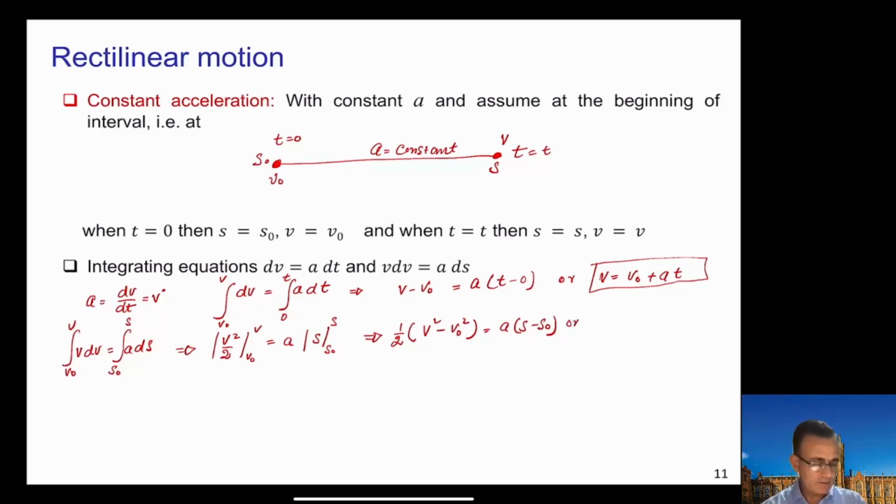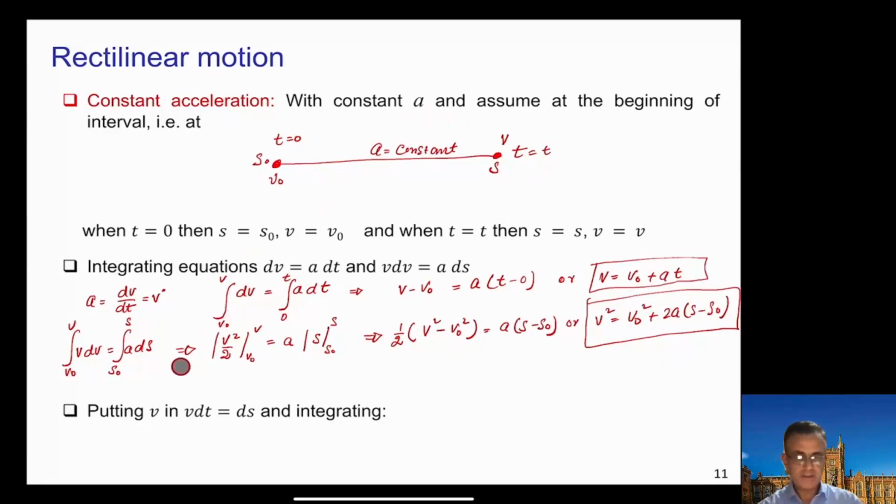Again, you can simplify this equation: v square is equal to v naught square plus 2a times s minus s naught. So again, this is another equation that we derived from here. The first equation was the final velocity is equal to the initial velocity plus a times t. The second equation is the final velocity square is equal to the initial velocity square plus 2a times the final displacement minus the initial displacement.